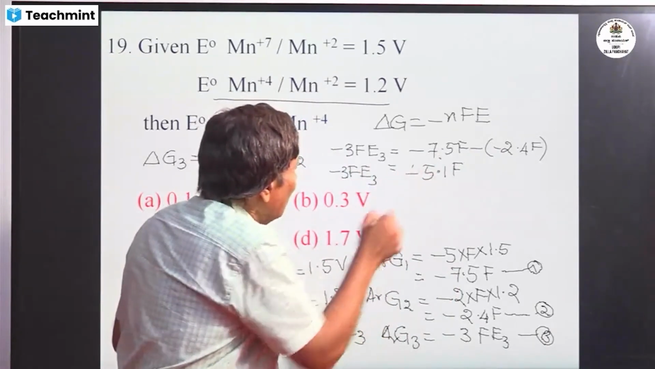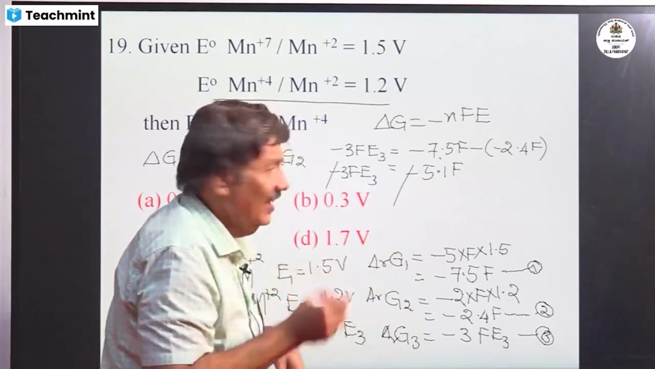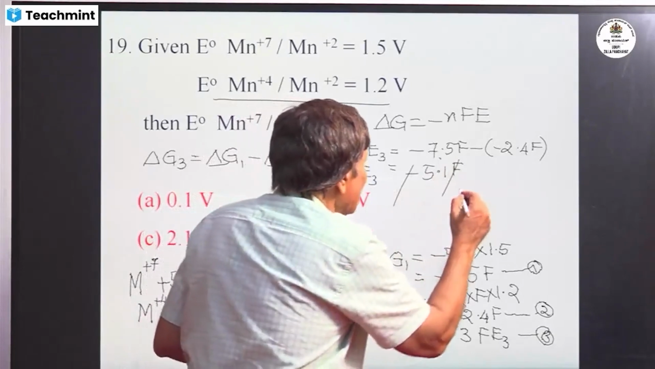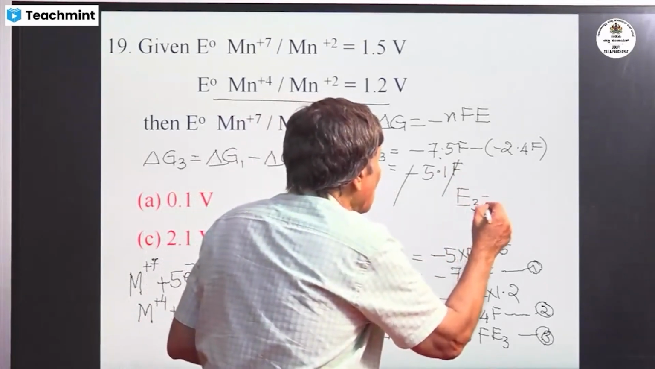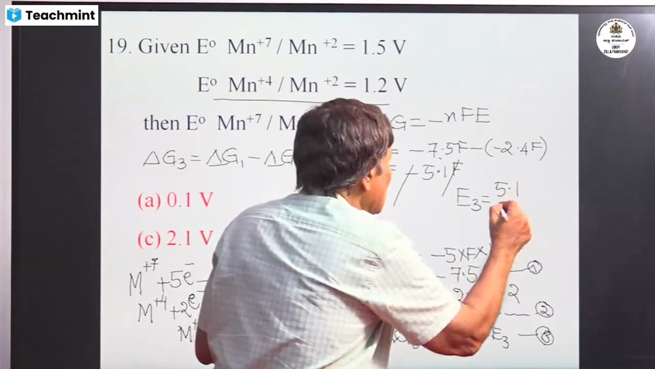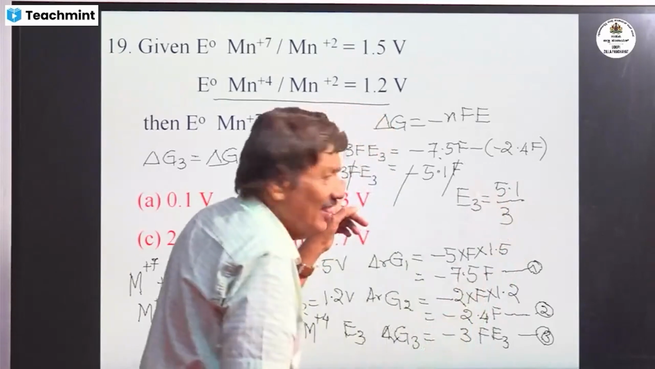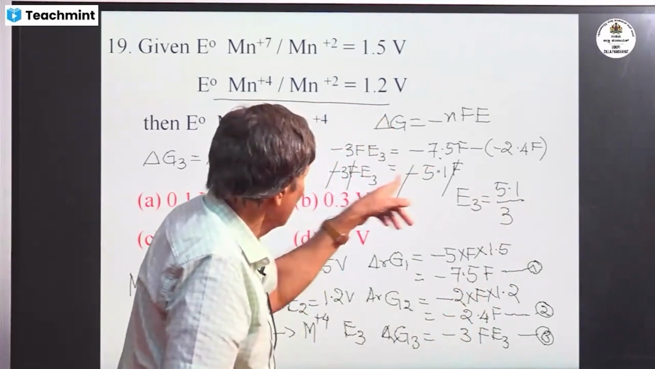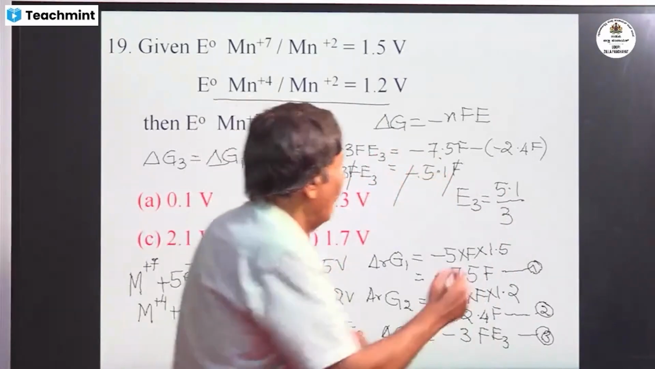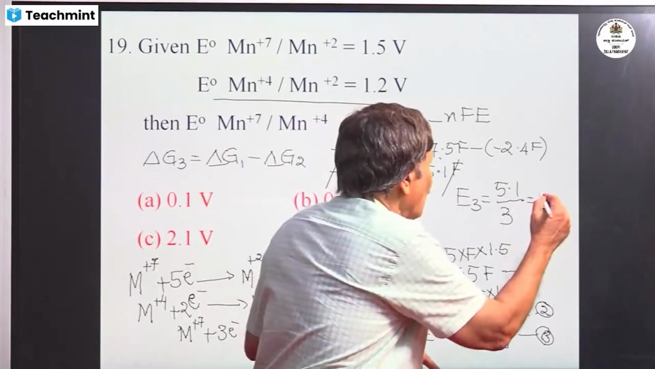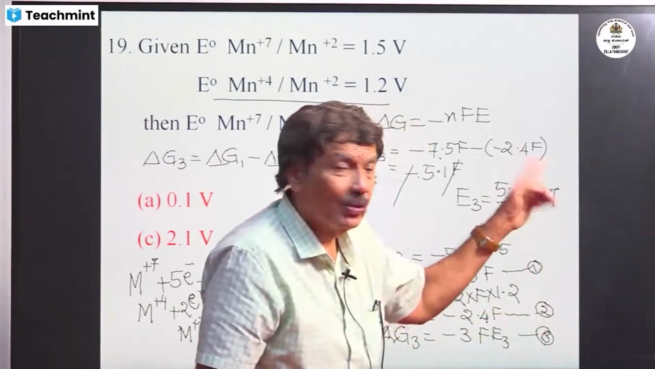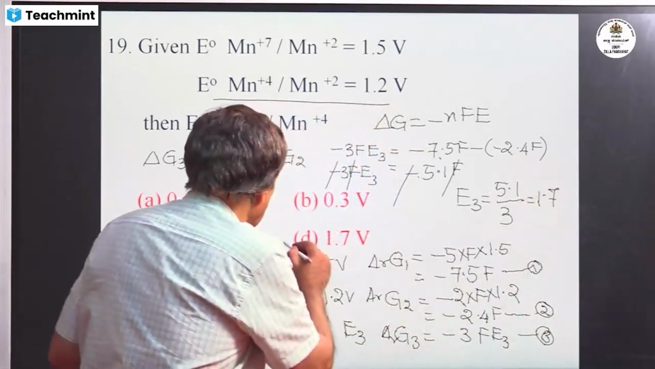Let me cancel the minus sign on both sides. Then let me cancel F on both sides. So E3 is equal to 5.1 divided by 3, isn't it? Minus minus gone, 5.1 divided by 3, which is 1.7. This is the answer: 1.7 volt. Option D is the right one.